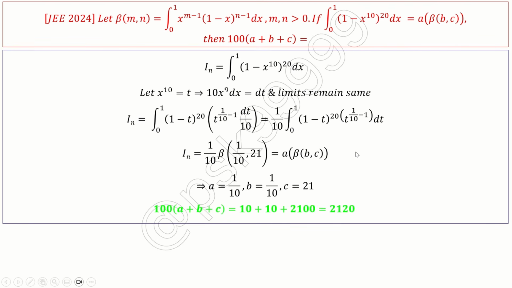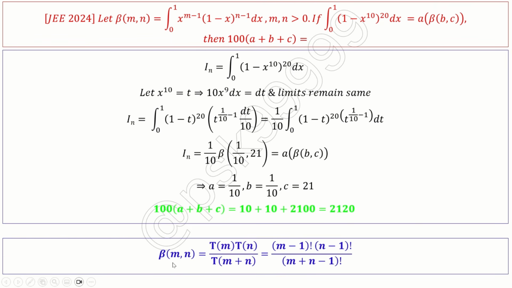Now let's understand the definition of the beta function. Actually, we did not define what the beta function is. We said this is beta, but we didn't tell what that beta is, right? So beta is defined as beta m comma n is nothing but gamma of m into gamma of n divided by gamma of m plus n, which is nothing but m minus 1 factorial into n minus 1 factorial divided by m plus n minus 1 factorial. Basically, whenever you take gamma, it is the factorial of one less than the parameter. If it is x, it is x minus 1 factorial; if it's 20, it is 19 factorial, like that.